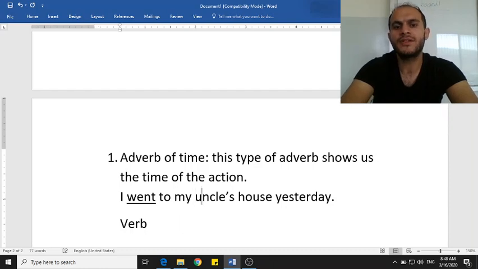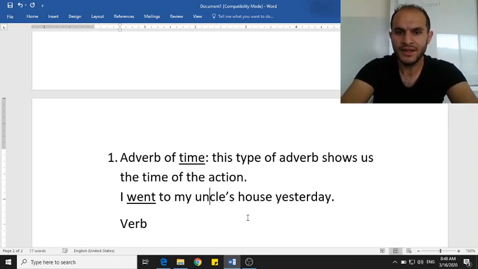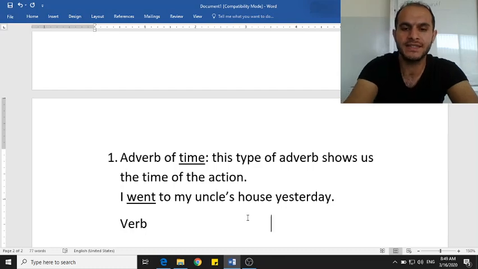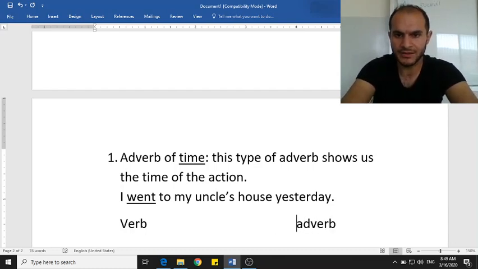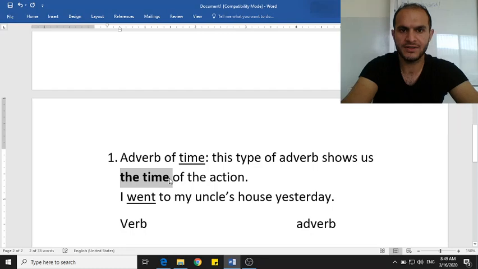Now, there is a word that describes the time. Remember, the first type is what? The adverb of time, right? So we have a word here that can describe the time. Find it. Uncle? No. House? No. Yesterday? Yes. This is the adverb. This is the adverb because it describes what? It describes the time of the action.